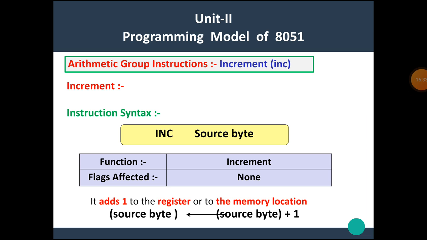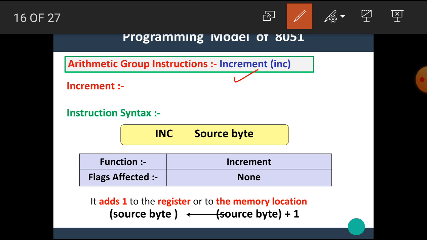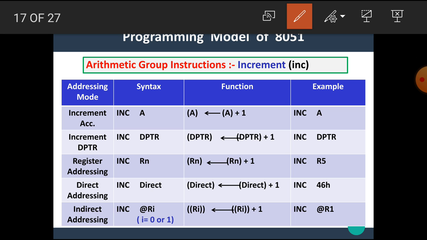Now let's see the next group instruction, increment. The instruction syntax for increment is INC source byte. The function is increment. No flags are affected in this instruction. It adds 1 to the register or to the memory location. That means it adds 1 to the source byte. For example, increment accumulator, the syntax is INC A. That means 1 is added to the accumulator and the result is placed in the accumulator. Similarly, INC DPTR means DPTR is incremented by 1 and the result is placed in the DPTR.